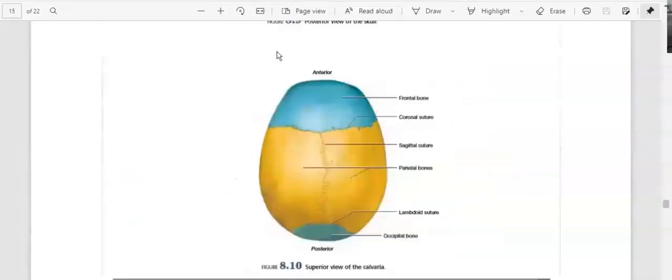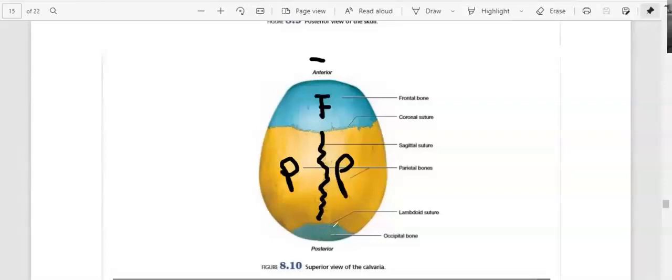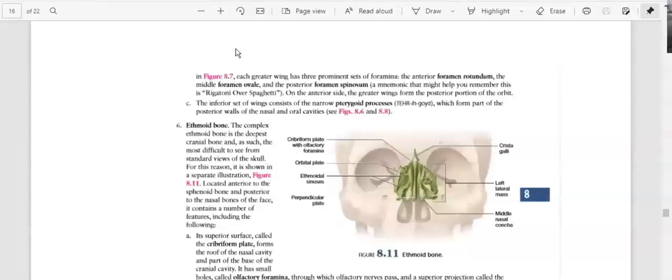So if we scroll down, you can see the sagittal suture. This is parietal bone. This is parietal bone. This is your frontal bone because this is anterior, as you can see right there. And this is the occipital bone because this is posterior. If we scroll down, you can see a better view of the ethmoid bone. Very top, that's crista galli.